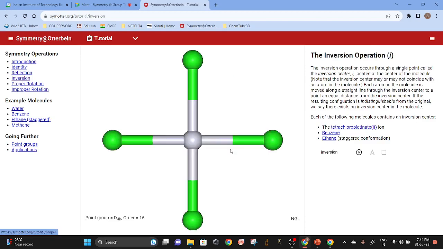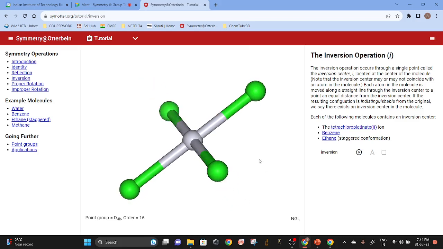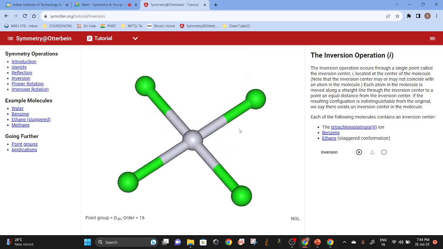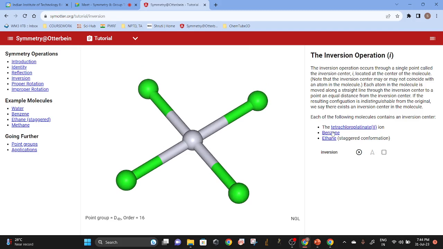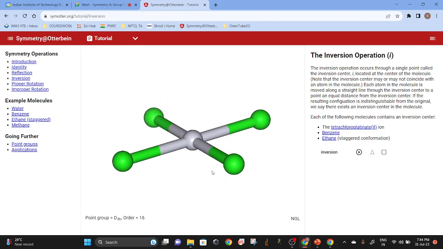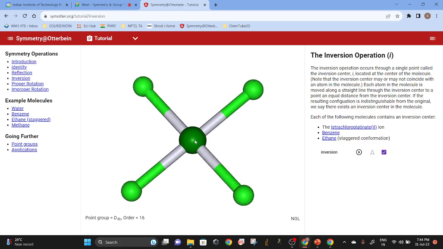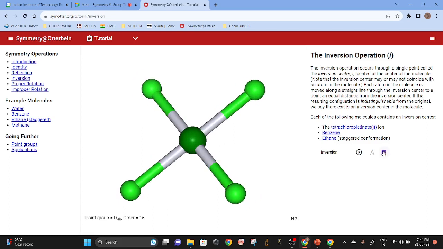Inversion. Okay, so this is a molecule. It is tetrachloroplatinate 2, as you can see. Suppose, whatever it is, A and 4 B atoms are joined on it. Okay, it is a planar one. Now you see the green dot, the big green dot which came. This is its center. This A atom is a white colored atom.